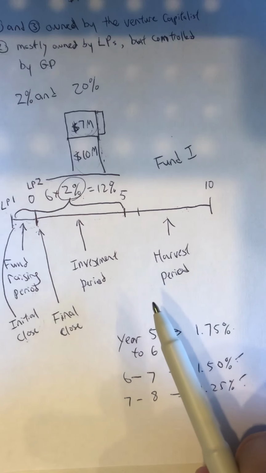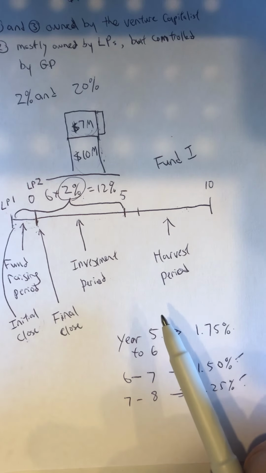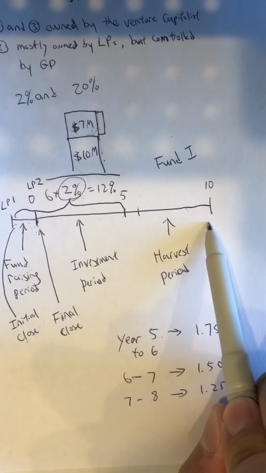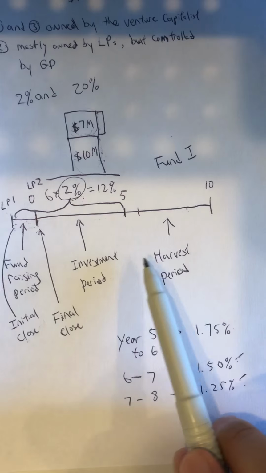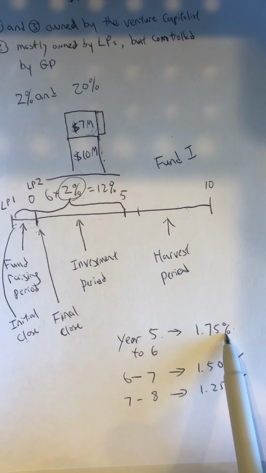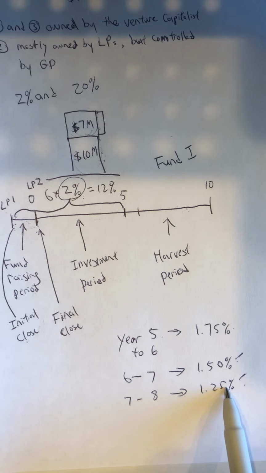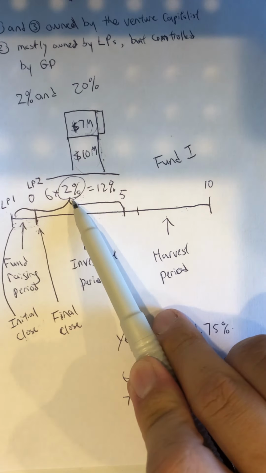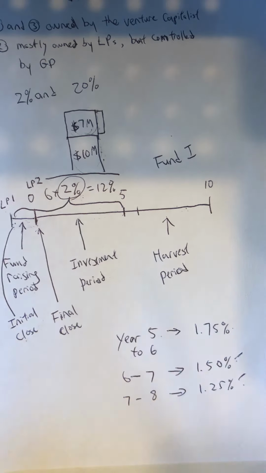In the previous video, I mentioned that there were two ways of the management fee stepping down during the harvest period. The first way is like a literal step down, step by step. Another way of stepping down is to calculate the 2% of invested capital. Now, why would that be a step down?